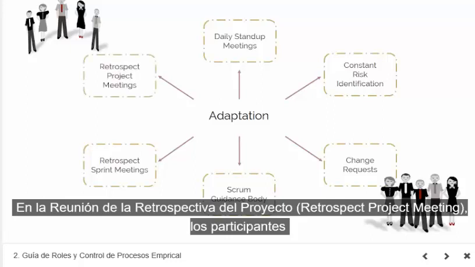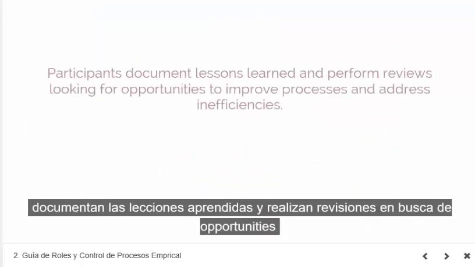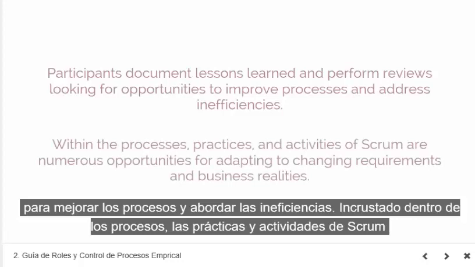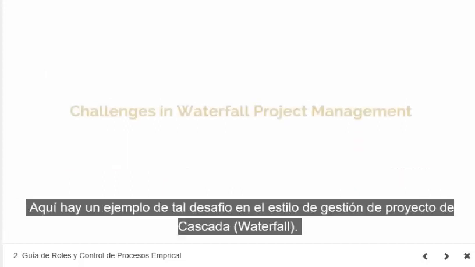And in the Retrospect project meeting, participants document lessons learned and perform reviews looking for opportunities to improve processes and address inefficiencies. Embedded within these processes, practices, and activities of Scrum are numerous opportunities for adapting to changing requirements and business realities. Here's an example of such a challenge faced in waterfall project management style.